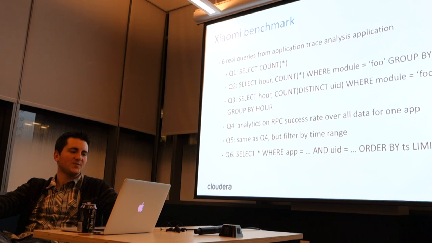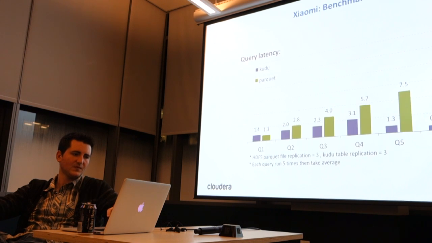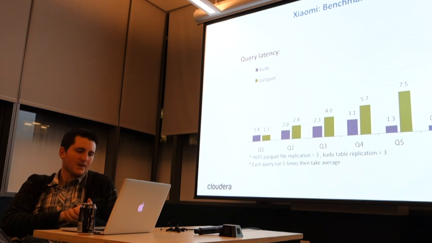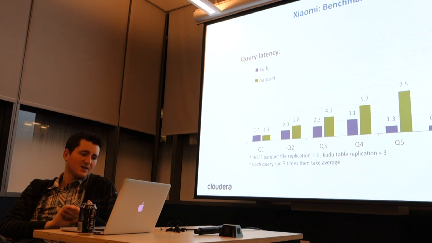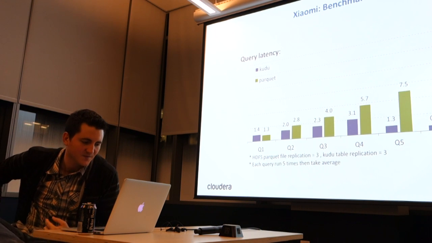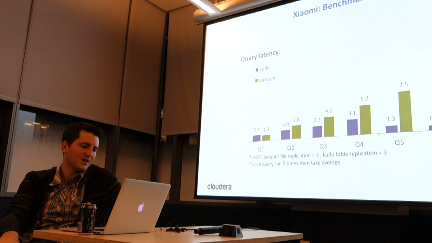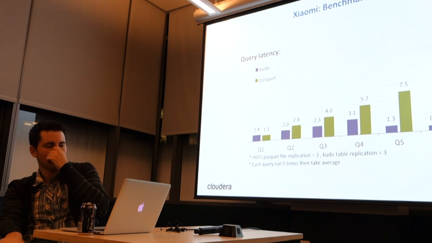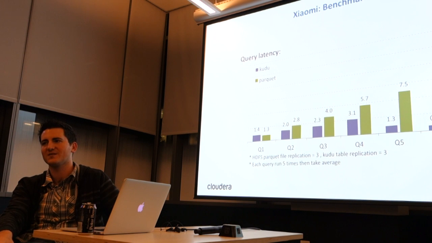Xiaomi did their own benchmarks. They have a few queries, the kind of stuff they run in their application. They said, okay, let's compare what it does on Parquet versus what it does on Kudu. So it's kind of the same test here. You're using your application in both cases, and each query ran 5 times. Then you took the average. So for latency, except for query number 1, Kudu was faster for them than Parquet in almost all cases.